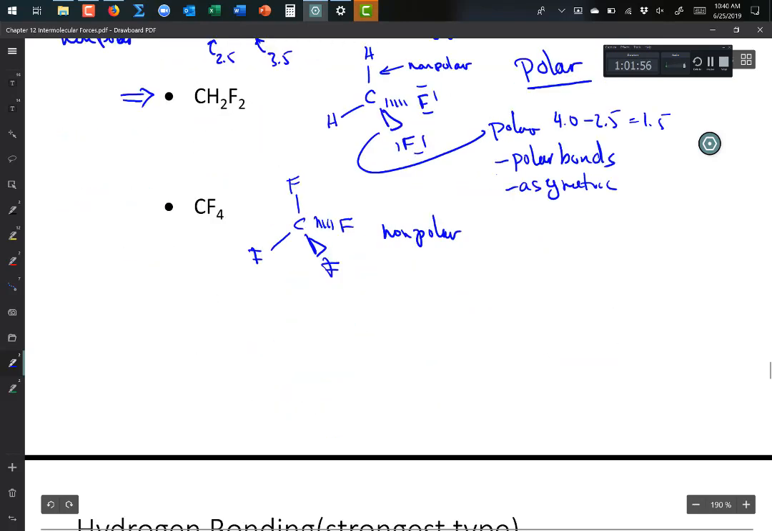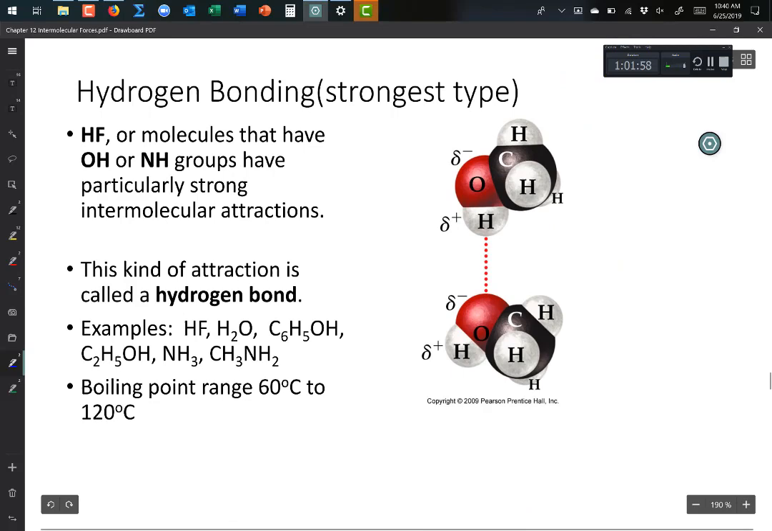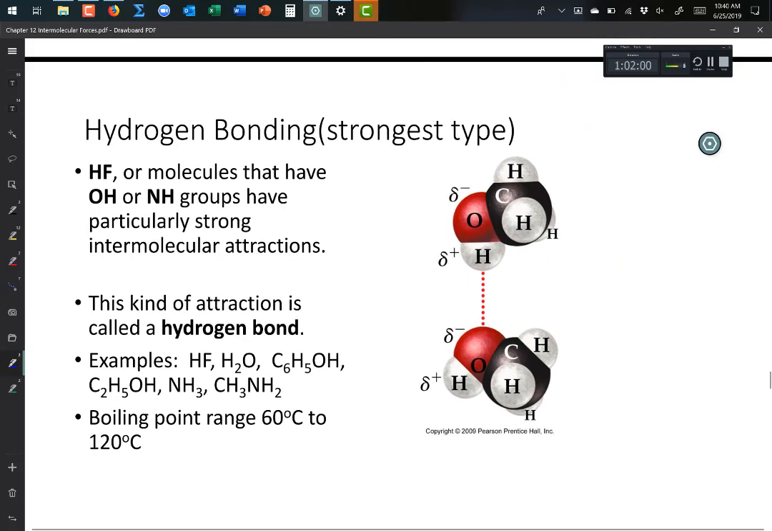And so the molecule is actually nonpolar. Okay. Last one. This is the strongest force of attraction. It's called hydrogen bonding. In order to have hydrogen bonding, you have to have hydrogen bonded to fluorine, oxygen or nitrogen. Okay?